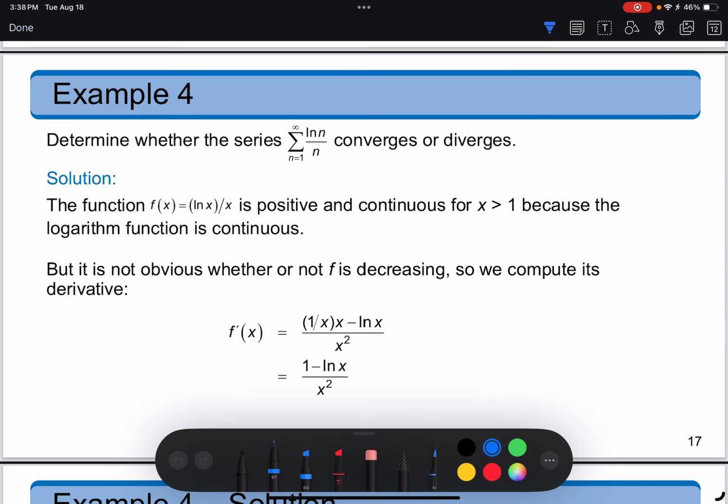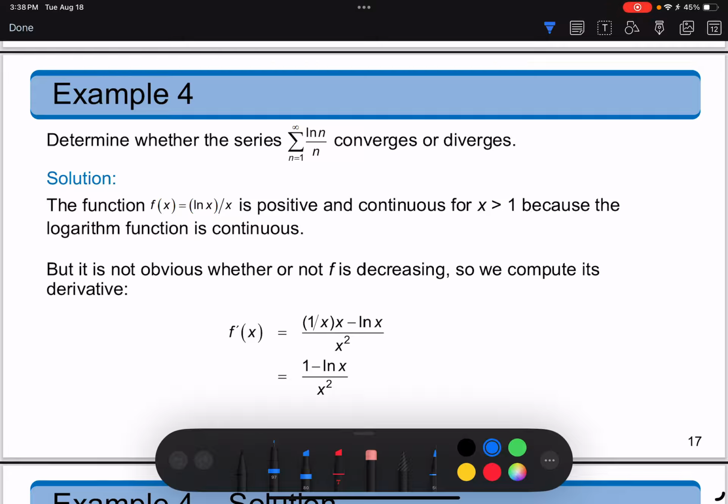Let us now consider the series ln n over n, and determine whether it converges or diverges. So the solution is we consider the function f of x equals ln x over x. This is positive and continuous for x greater than 1, but it is not obvious whether f is decreasing. So to determine whether it is decreasing over the interval x greater than 1, we differentiate this.